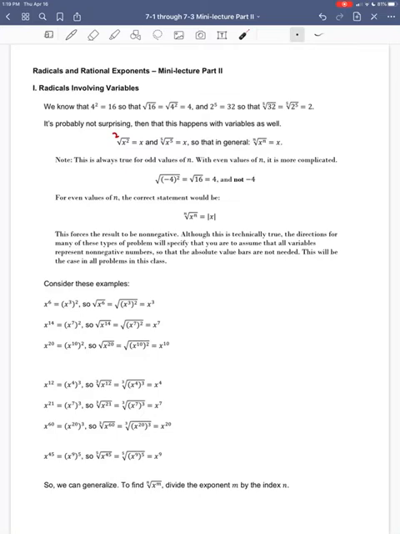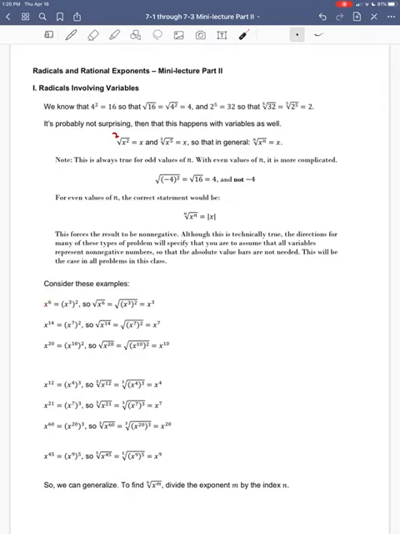Although this is technically true, the directions for many of these problems will specify that you are to assume that all variables represent non-negative numbers. So then this x, we're assuming it's not negative, so I don't need the absolute value bars. This is going to be the case for all the problems in this class. But you need to be aware of that possibly in the future. Here are some examples that go along with this.